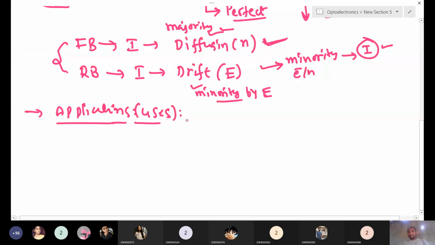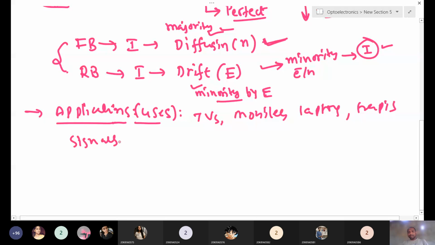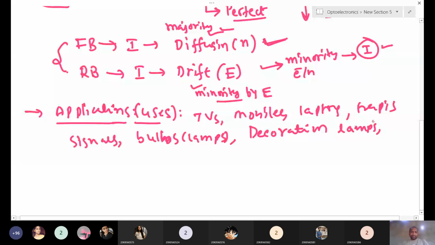Traffic signals, and household bulbs or lamps, whatever you can say. Lamps, and decoration items. Decoration at home, if it is any party, decoration lamps or decoration items, something like that. Electronic circuits also, we will use these LEDs. Many applications we have. You can write many applications.